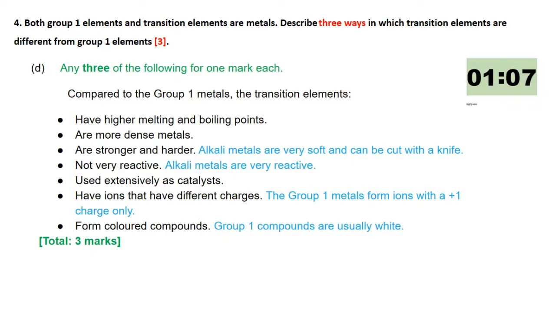But the question is very specific. It says in which transition elements are different from group 1. So I'll urge you to write that for transition elements first. Again, I've given about 7 answers. So any of the 3 that you wrote down is correct. Any of the 3 is correct.